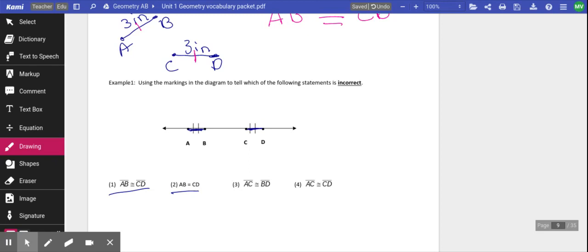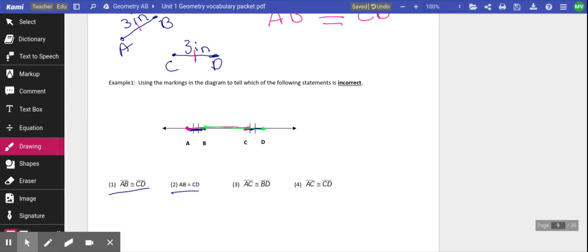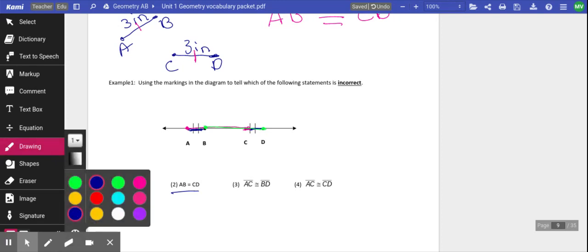So let's think about that. What is different if I go from A to C, which I'm going to color in pink, and then if I color B to D in green? I have A, B, and C, D in each of those in part. And then this middle part, BC, is added to both. So that indeed is actually true because the parts are equal.